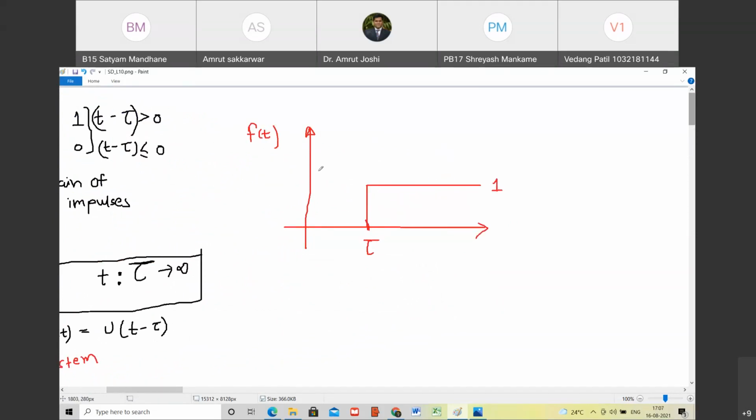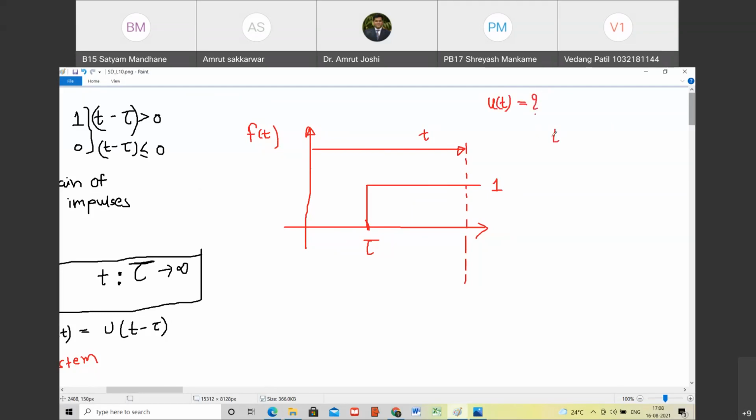Now what I am interested in is finding out the response of this single degree of freedom system when subjected to this f of t, but I am interested in finding out the response at time t, which is arbitrarily chosen. t can vary from tau to infinity. At that time, I am interested in finding out what is the value of u of t. Do you agree with me?